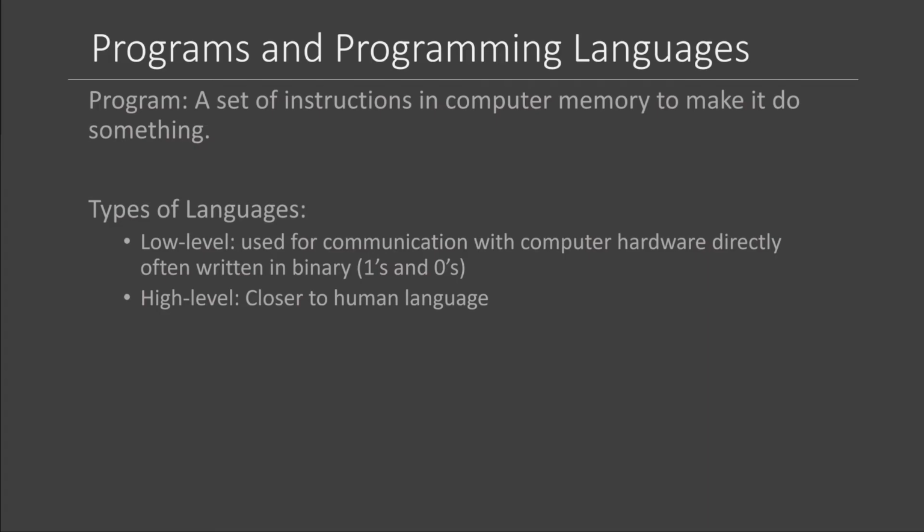Therefore, we need programs to convert our high-level programming languages, which is basically closer to human language, into binary, something which the computer can understand. C++, which we are going to be learning in this course, is an example of a high-level programming language, since it is much closer to human language than ones and zeros, which is machine language. It's what the machine actually can understand.